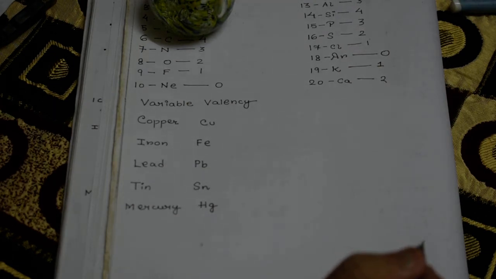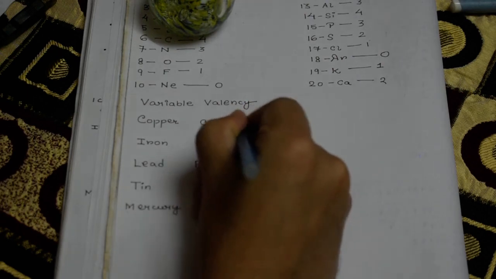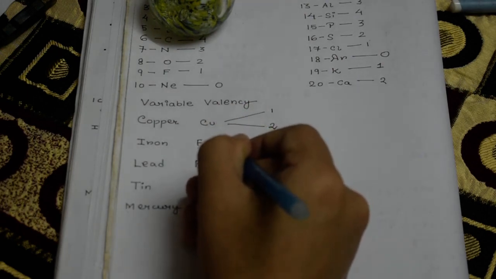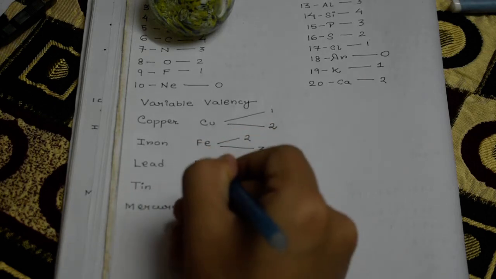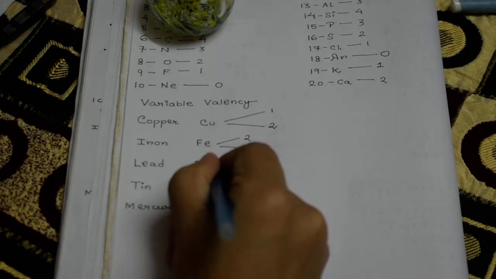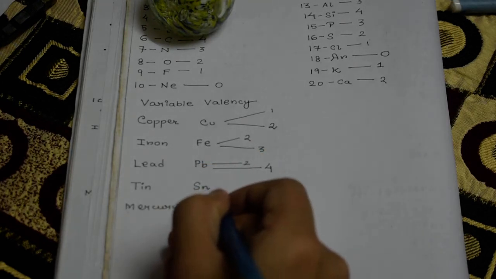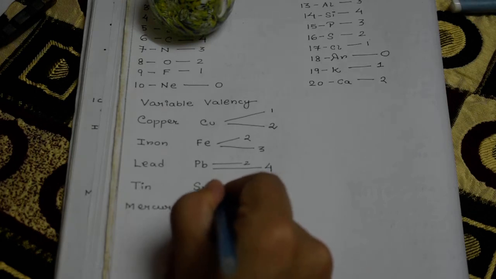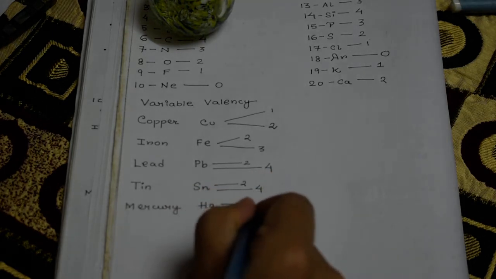What are the values of their variable valencies? Copper at times has valency 1, at times valency 2. Iron at times has valency 2, at times valency 3. Lead has variable valencies of 2 and 4. Tin has variable valencies of the same values, 2 and 4, and mercury has variable valencies of 1 and 2.